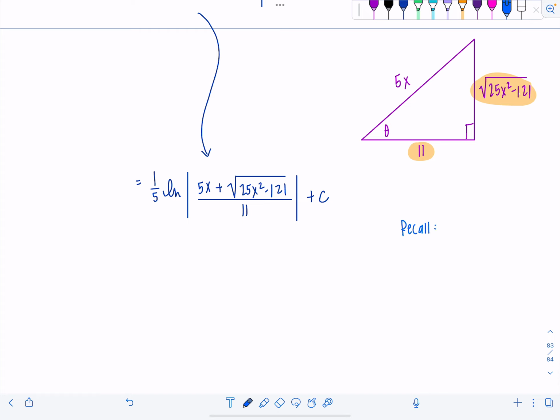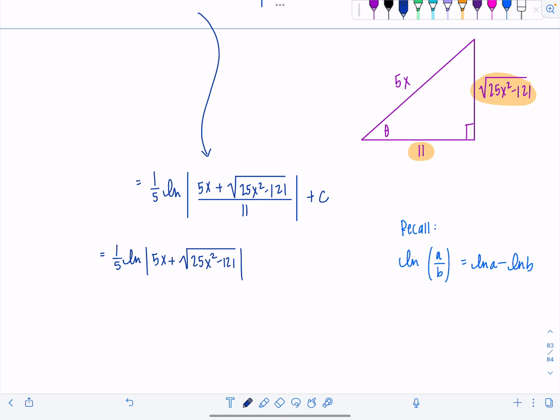And then I want you to recall one of your log properties. So when you have, say, natural log of a divided by b, you can rewrite that as natural log of a minus natural log of b, right? Good. So that's essentially what we have going on here. This is a, this is b. So you can rewrite this as 1/5 ln absolute value 5x plus square root 25x squared minus 121 minus 1/5 ln absolute value of 11 plus c.